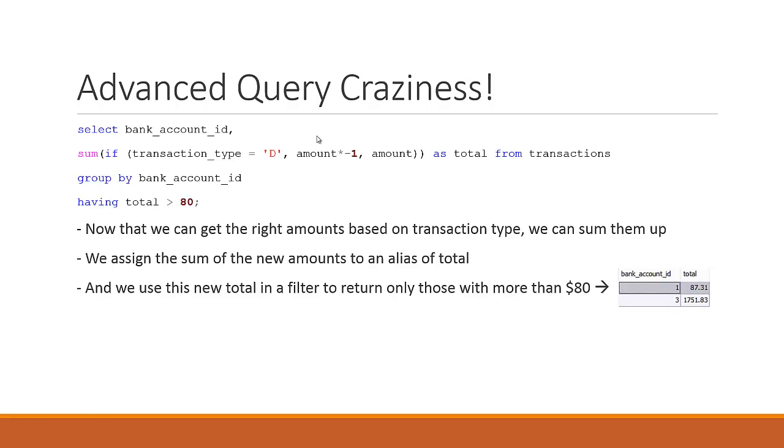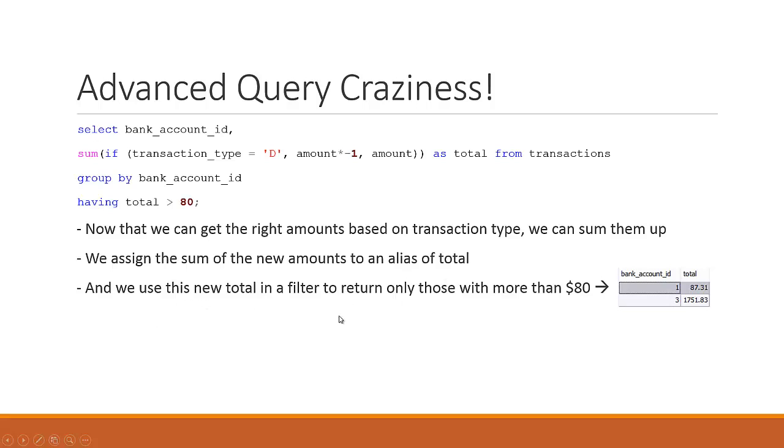But what we're doing is taking what it returns and performing a sum on that amount. So we're summing up the result of this control flow function, and then we're assigning the sum of that control flow function the alias of total. So again, we've combined a bunch of different things there, and this is inside of a select statement, which is perfectly legal. We're allowed to put a control flow function as well as an aggregate function inside of a select statement. So this is completely valid code. When we assign the sum of the new amounts to an alias of total, here's what we get in return.